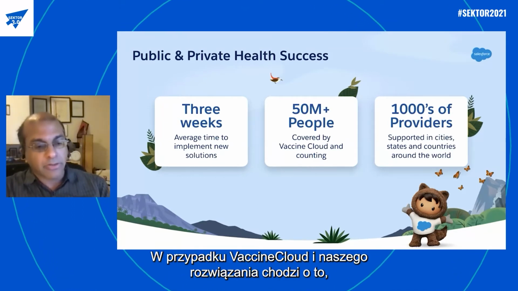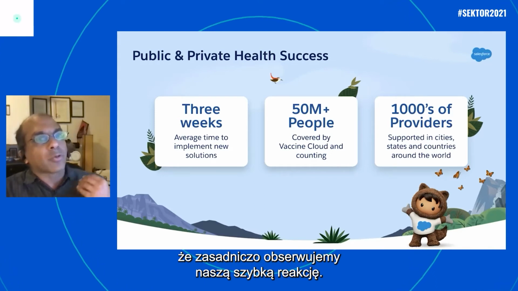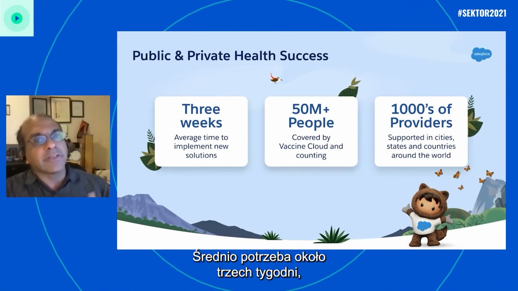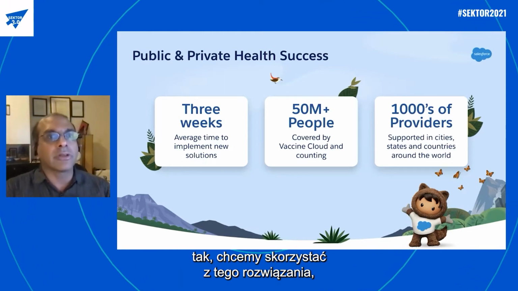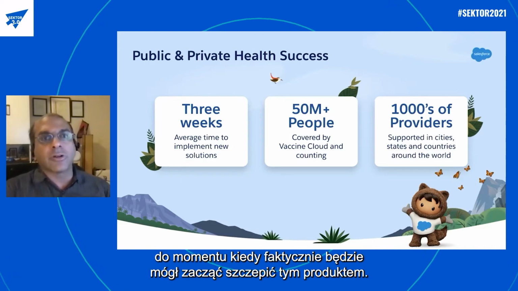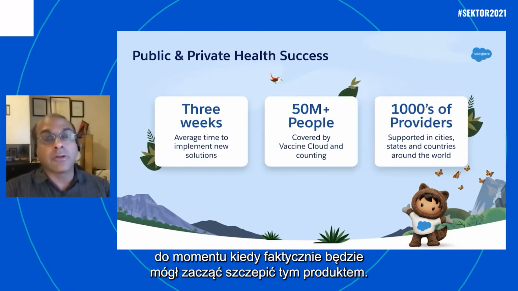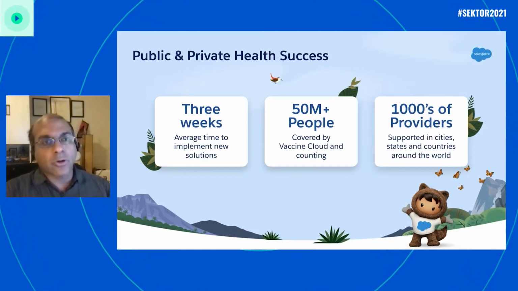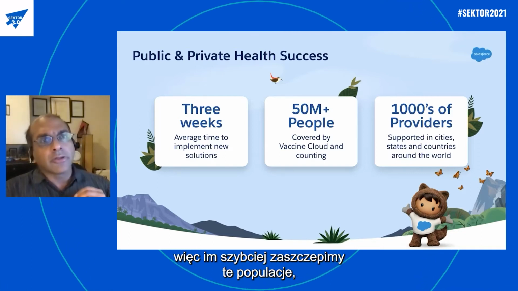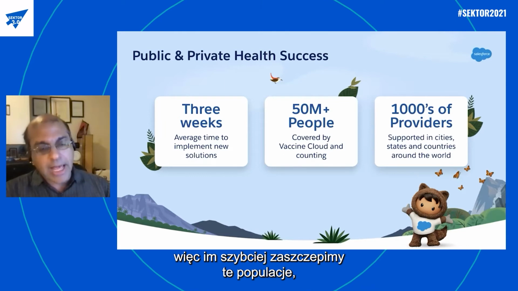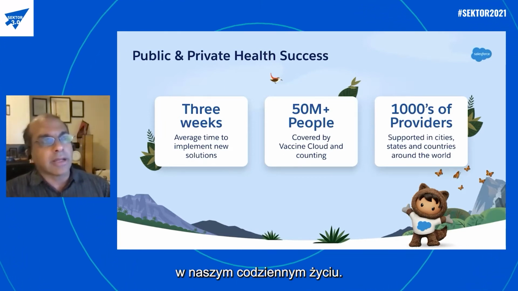And the thing about Vaccine Cloud and our solutions is that we're looking fundamentally at a rapid response. On average, it's taking about 3 weeks for one of our customers to go from saying, yes, we want the solution, to actually being able to start jabbing people in the arm with this product underlying their data. And of course, speed is everything right now. The sooner that we get these populations jabbed, the sooner we can start to return to more normality in our day-to-day lives.